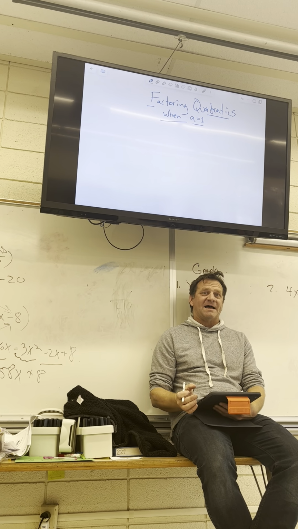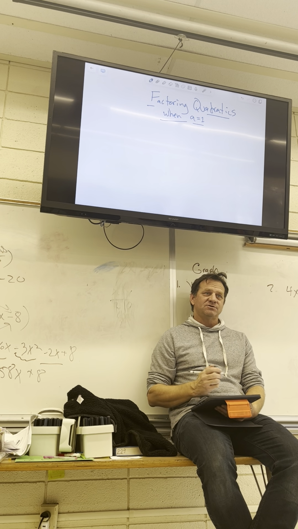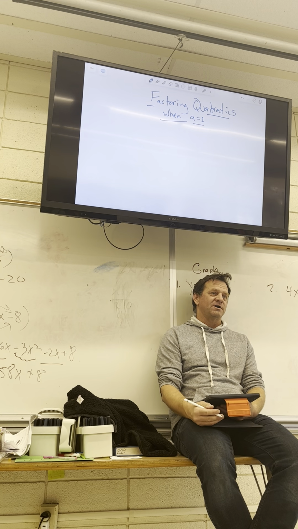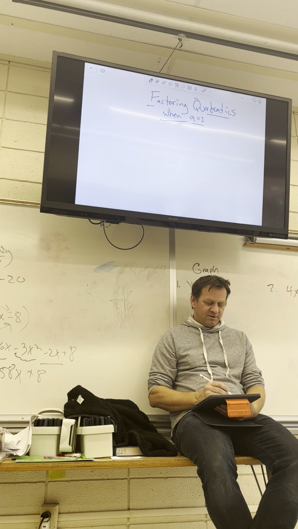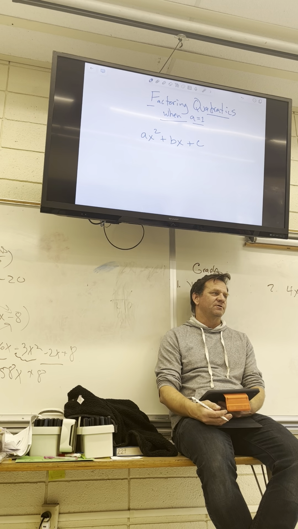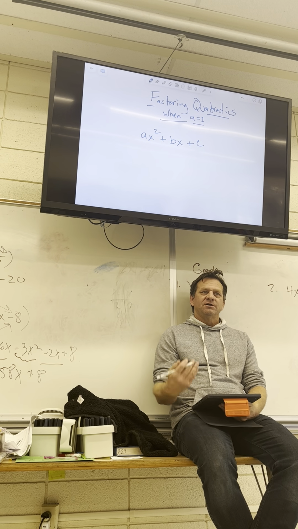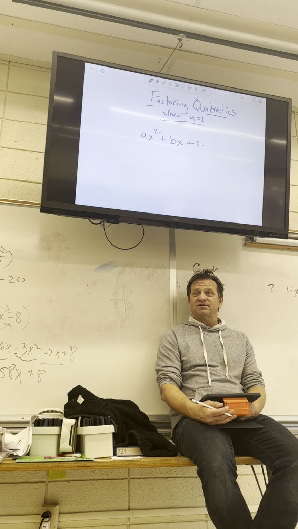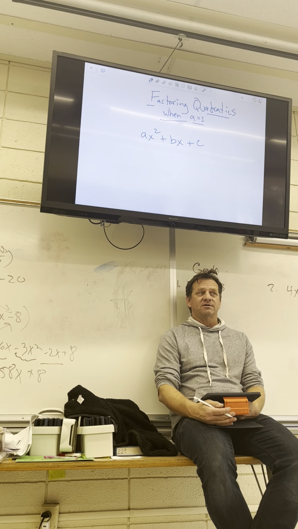Okay, so what does A equals 1 mean? So we need to go back a little bit, and we need to talk about the standard form of a quadratic. So this right here, ax squared plus bx plus c, and eventually it'll be equals 0. But for right now, just as an expression, this is what the standard form of a quadratic looks like.